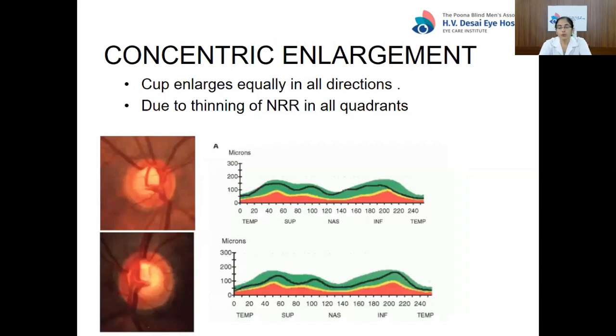Some patients may show concentric enlargement of the cup. This occurs when there is thinning of the neuroretinal rim in all quadrants. This may be physiological, but these discs need to be followed up for progression to glaucoma.